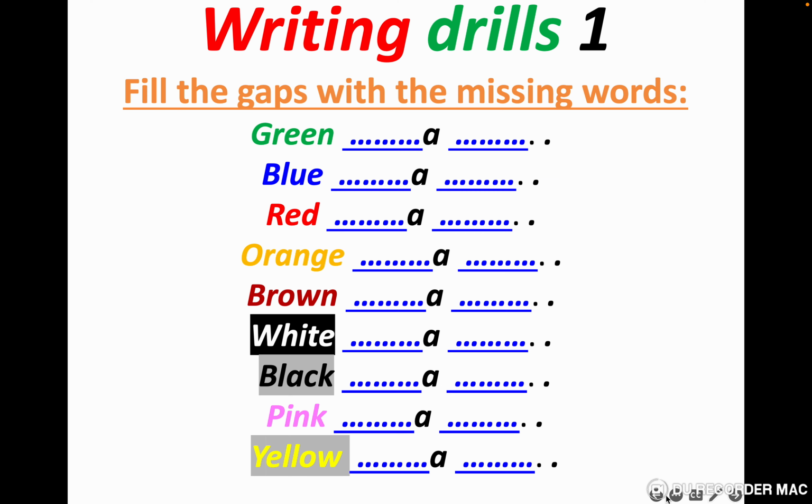So here we have, so green, what? Blue, red, orange, brown, white, black, pink, and yellow. So it's very easy. You need the verb to be and the name of green, blue, red. What's their name? So let's go to the next slide.